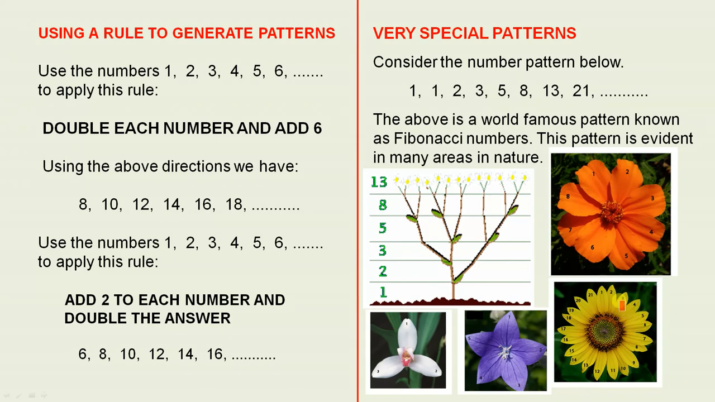Here is a beautiful sunflower. If you count the number of petals, you get 21. So 21 is a Fibonacci number. So there are some beautiful examples of how the Fibonacci numbers occur in nature.